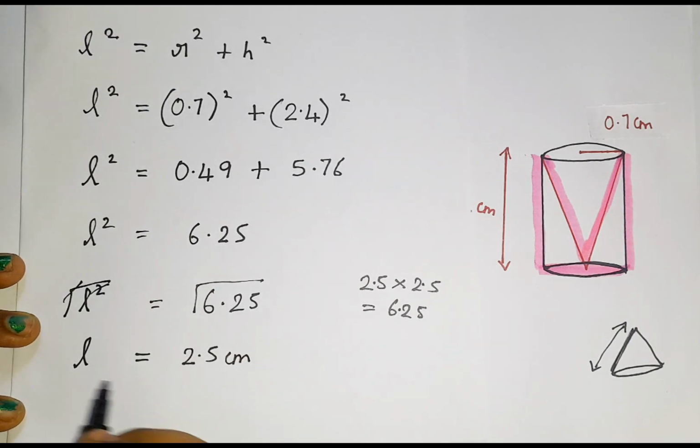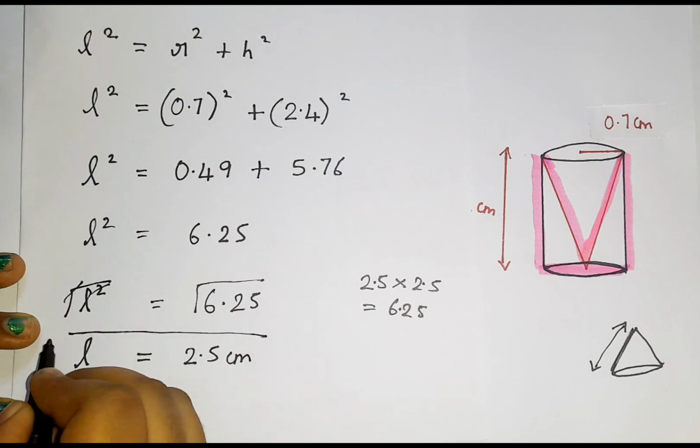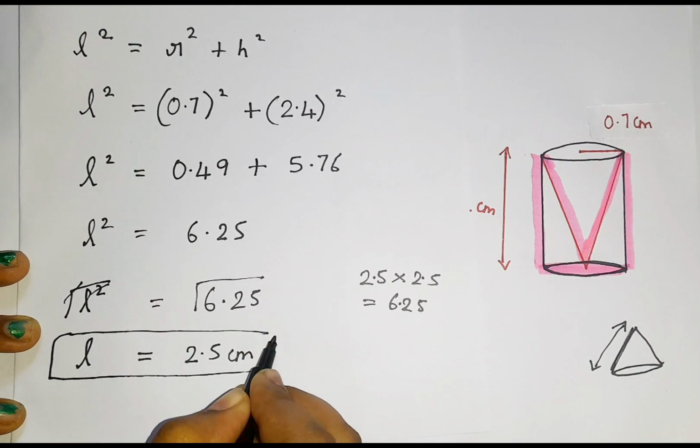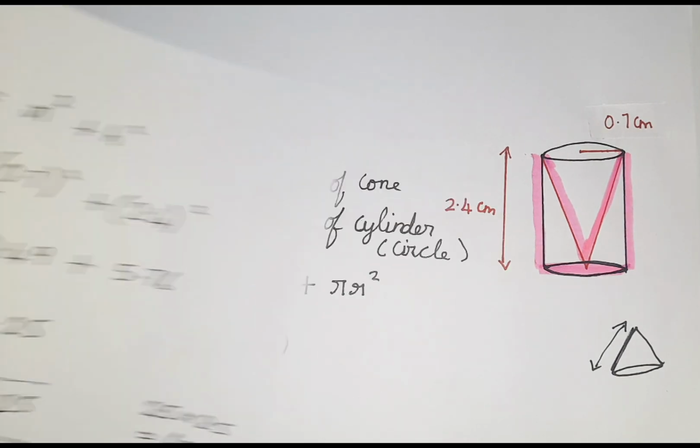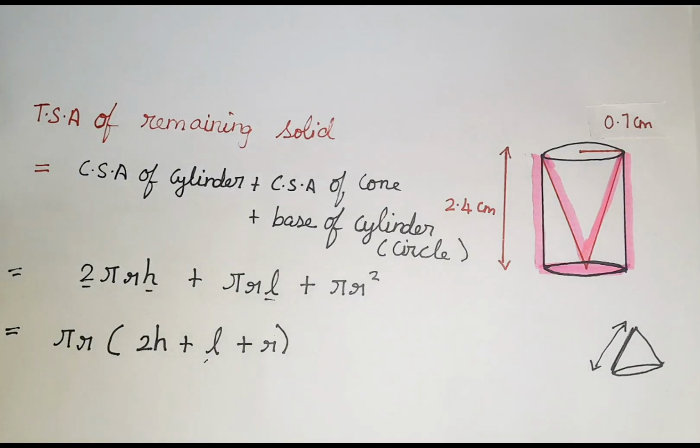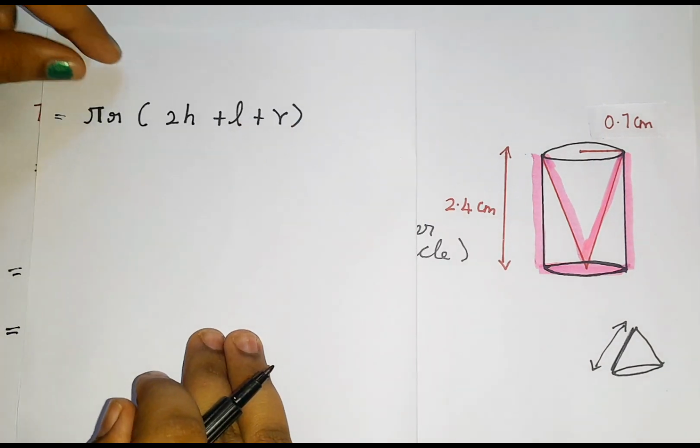Alright guys, so now this is the answer for l, that is the slant height. Since we got all the values now, we can actually substitute them. So now we have the radius and the height, so we can substitute all those values, then we'll get the answer. Now let me just write these things as it is. So now I just wrote those things as it is.